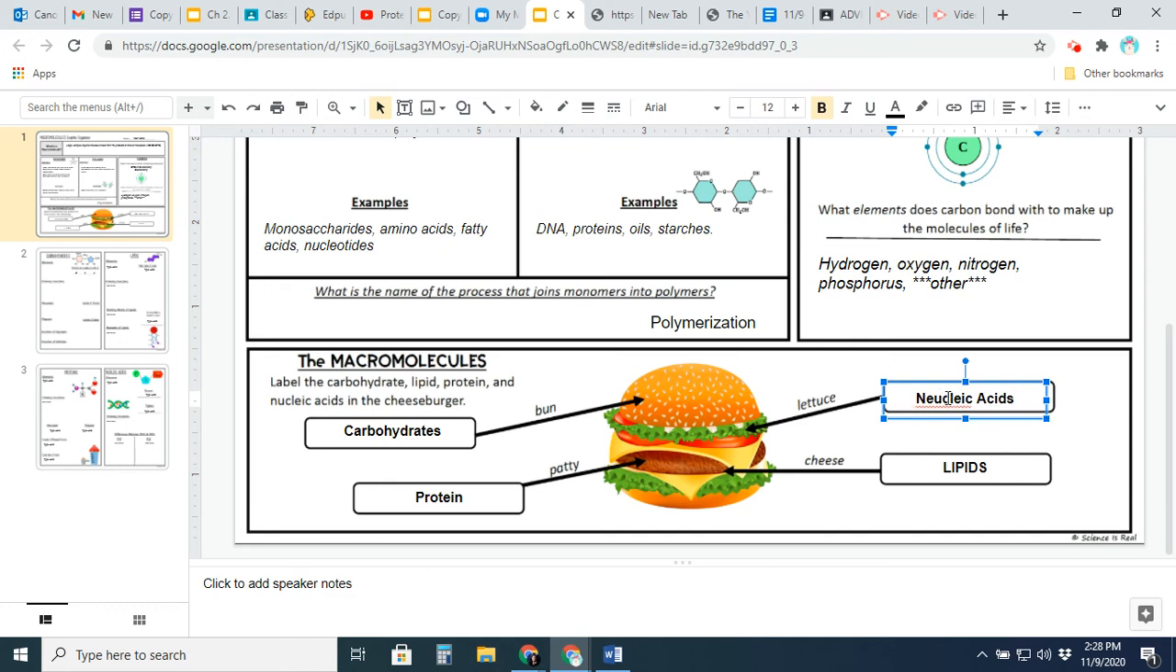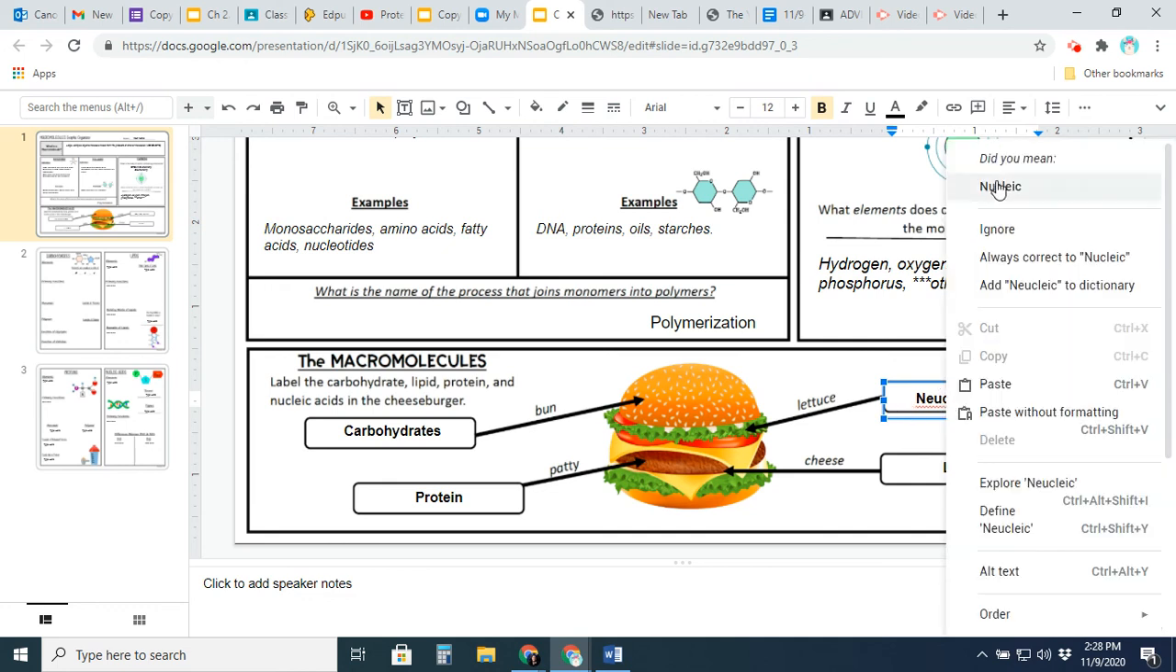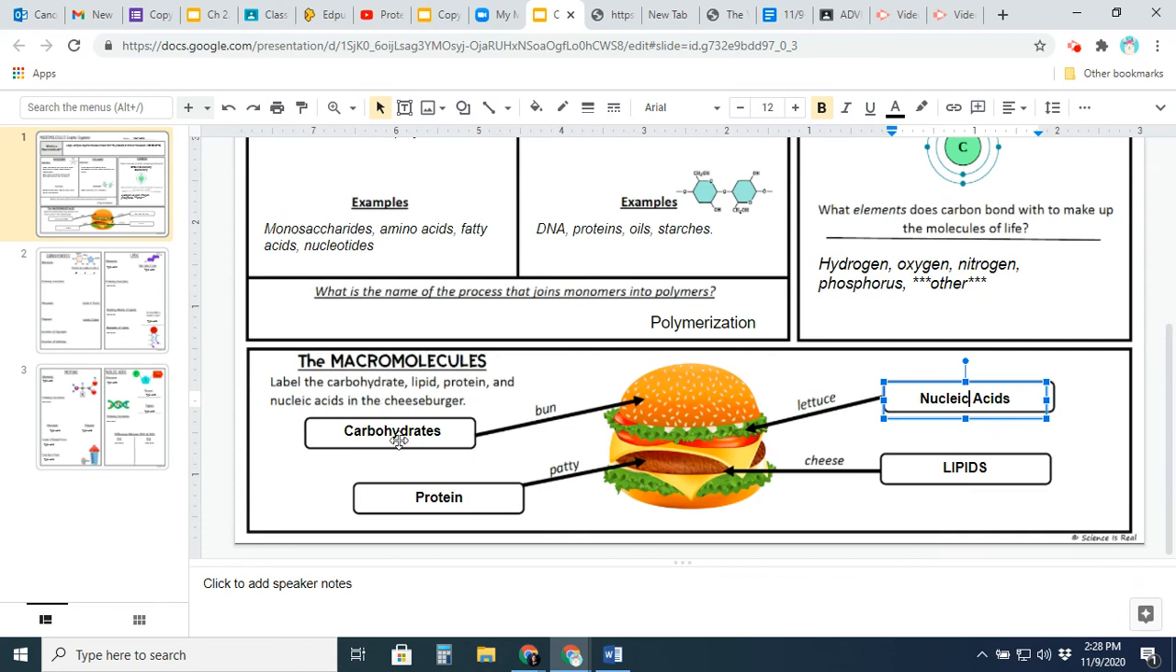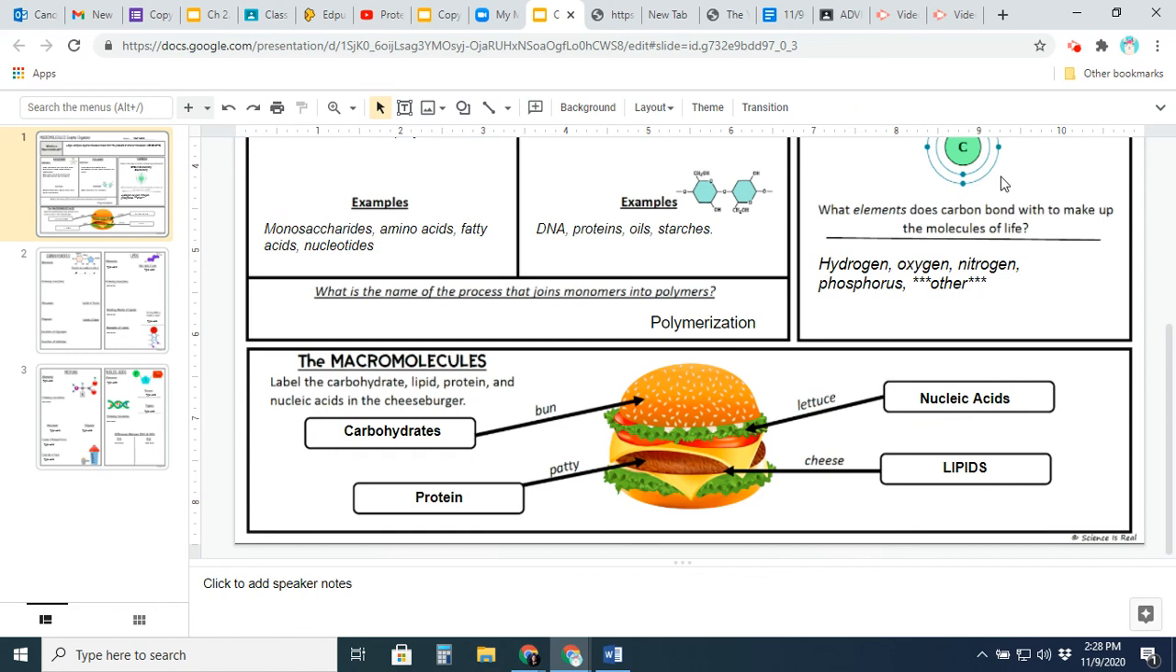All right, so here are our four macromolecules. Once again, number one, carbohydrate, supplied by the bun. Number two, lipids, which are your fats, supplied by the cheese. Number three, proteins, provided by the meat patty. And lastly, nucleic acids, which are provided by the lettuce.